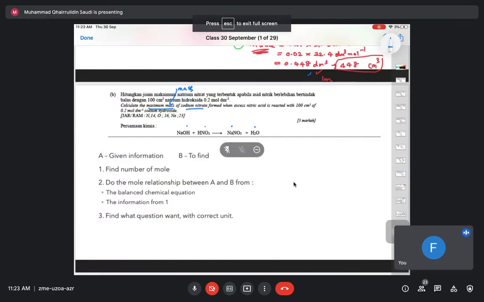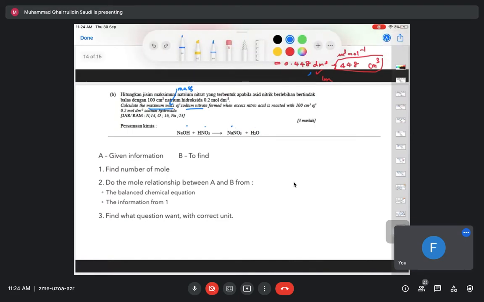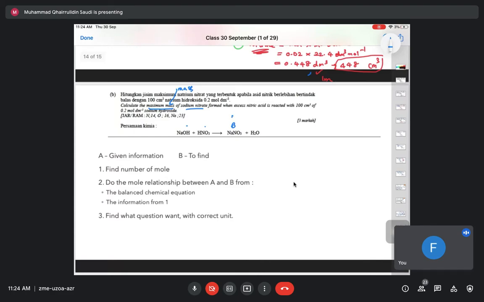Yes, teacher. Which one is sodium nitrate? NaNO3. NaNO3. This is our B that we want to find. We will need to find the mass. Sodium nitrate forms when excess nitric acid is reacted with 100 cm³ of 0.2 mole per dm cube.